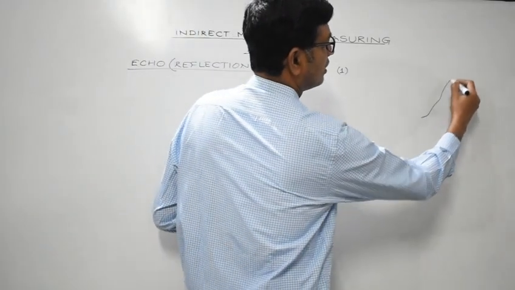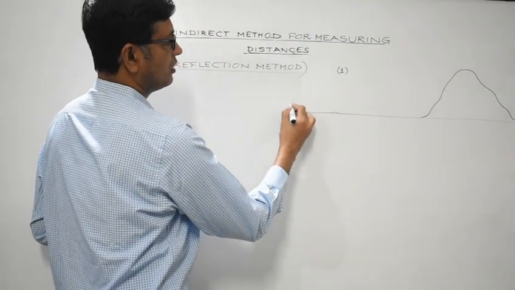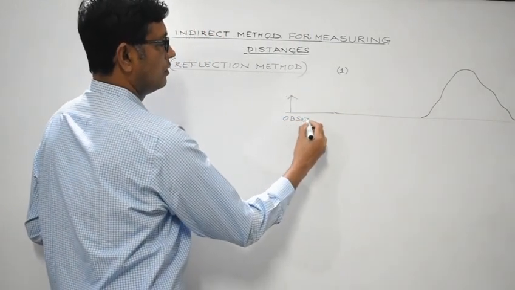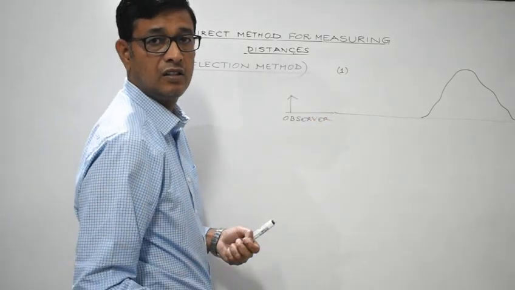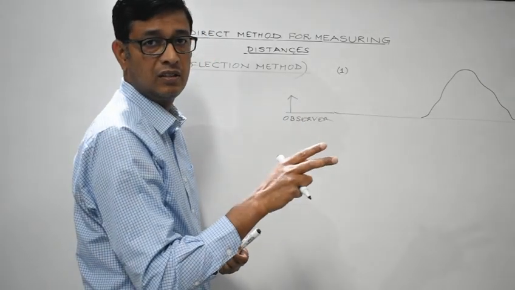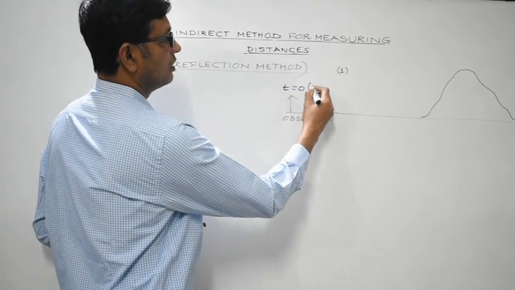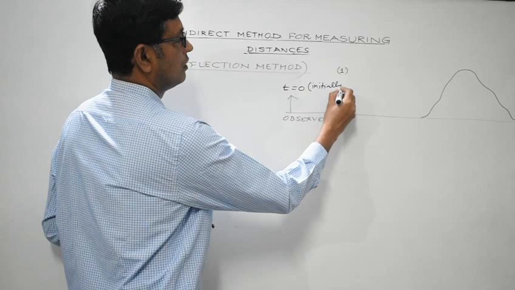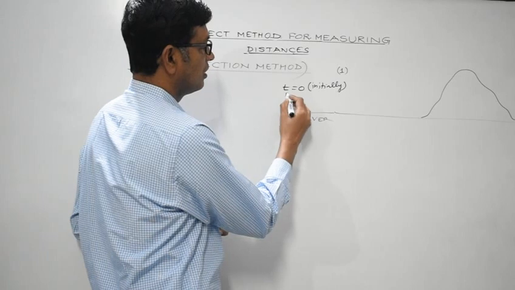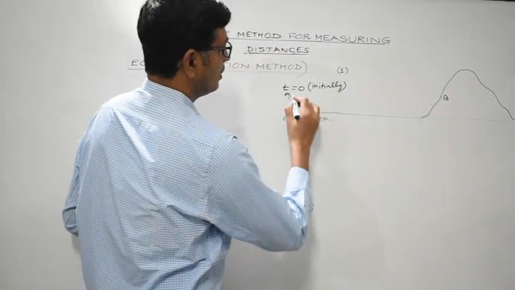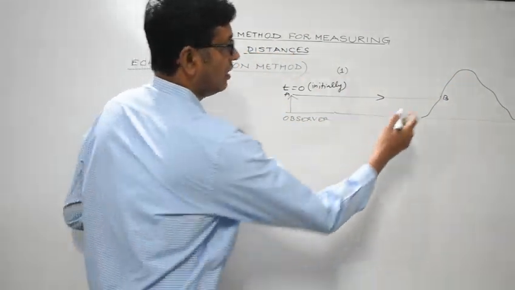Suppose this is a distant hill and this is an observer over here at a very large distance. He fires a shot, a bullet, from a gun, at the instant t equals 0, initially. Obviously, the sound waves so produced will travel this distance, A to B, and after traveling this distance, it will get reflected from this obstacle, which in this case is a hill, and it will come back.